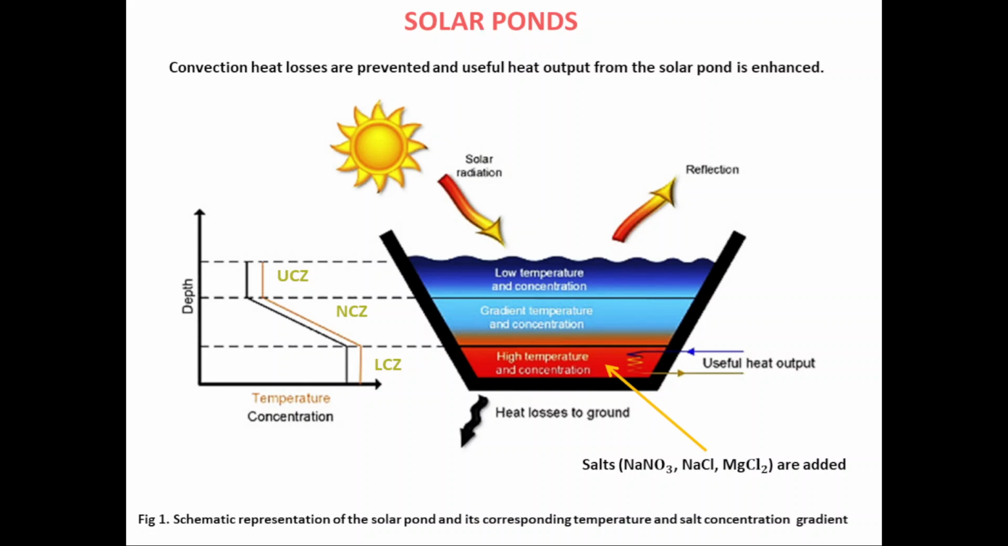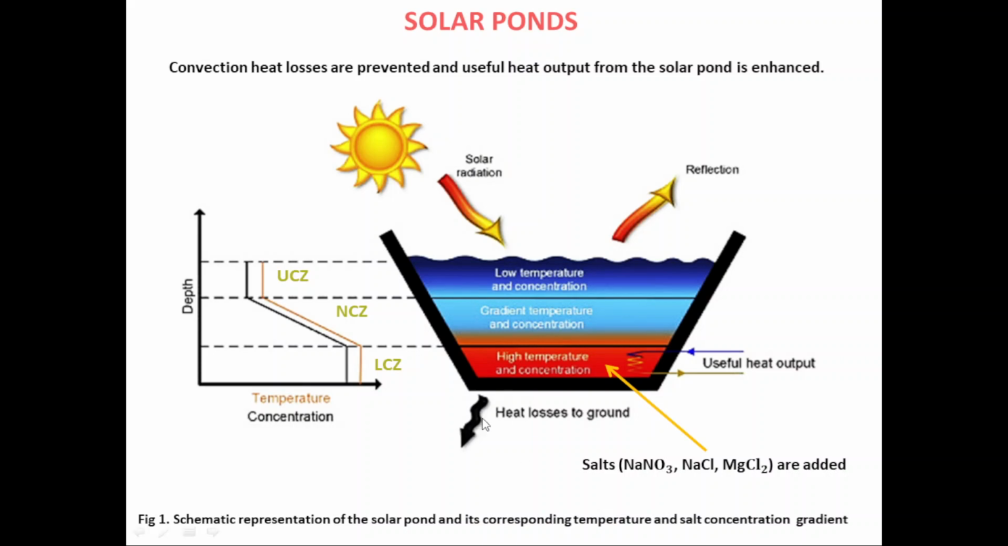So here, if you see, this solar pond itself is divided into three different regions. One is your low temperature region, gradient temperature region, and high temperature region. This high temperature region is also called your lower convective zone. The gradient temperature region is called the non-convective zone, and the low temperature region is called the upper convective zone or surface convective zone. In the case of the surface convective zone, the concentration of the salt is very less.